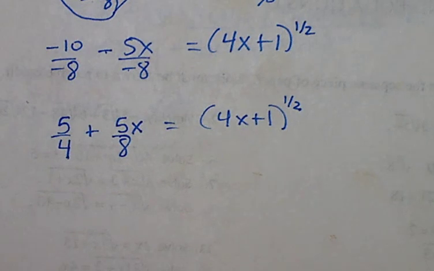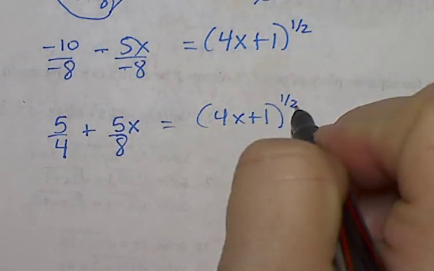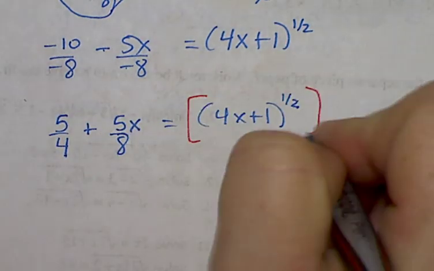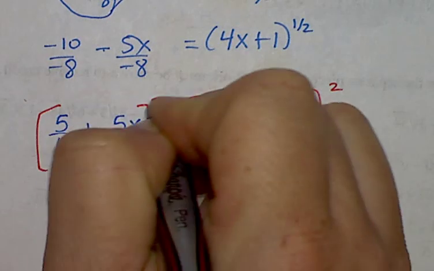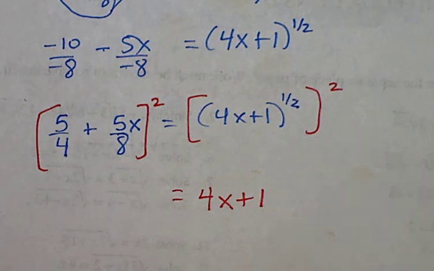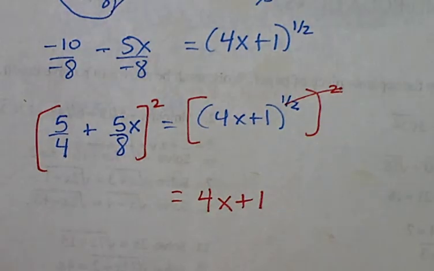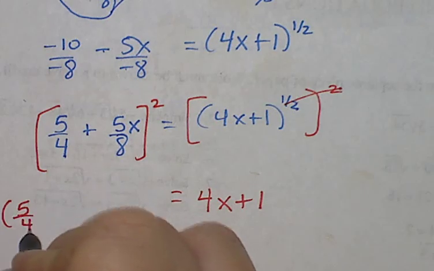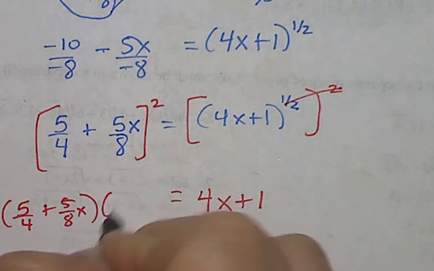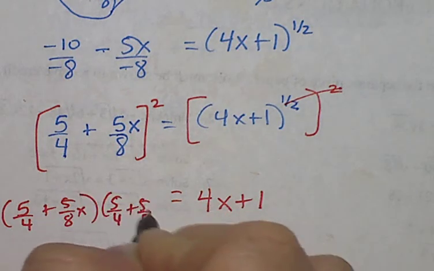Okay, let's figure out how can I get rid of the exponent that's a 1 half. Any ideas? 0.5. Okay, so it's 0.5 right now, but what could I raise it to eliminate it? 2. So 2 here, and 2 here. Now I have 4x plus 1, because this is eliminated. And we're going to use a calculator to definitely make this easier. Let's write 5 fourths plus 5 eighths x, and 5 fourths plus 5 eighths x.